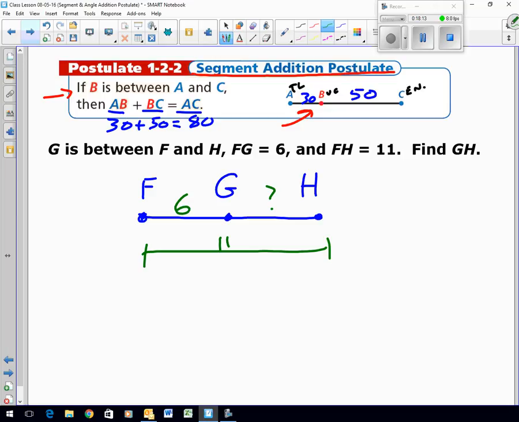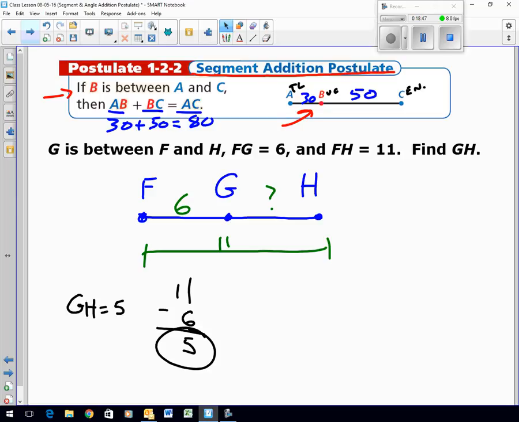Okay? So think about this. We go back to this one. If I had this information up here, 80 total miles from Atlanta to Center, Alabama, right? 30 miles from Atlanta to Buckhannon. How far is it from Buckhannon to Center? 80 minus 30, right? What am I going to do right here? 11 minus 6 is 5. And hot dog, I've got G to H is 5. Right? See it?